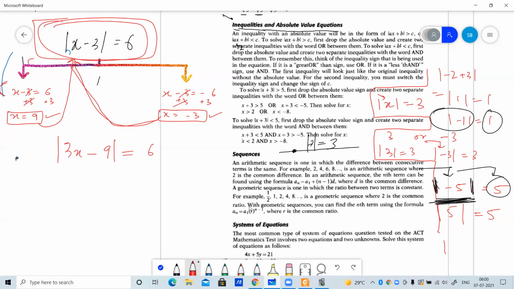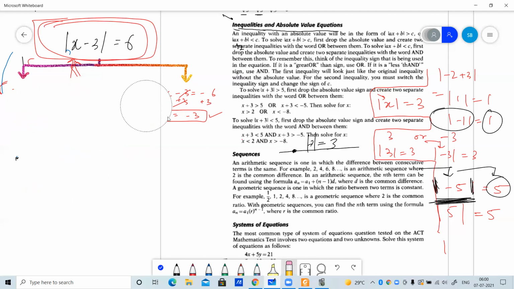On the left, it will be 5, and on the right, it will be 1. That is the right answer. 5 and 1. You're 100% right. So you got the value of x is 5 and you got the value of x is 1. That is 100% true. So you have done absolute value equations, and now you'll be able to solve these equations.